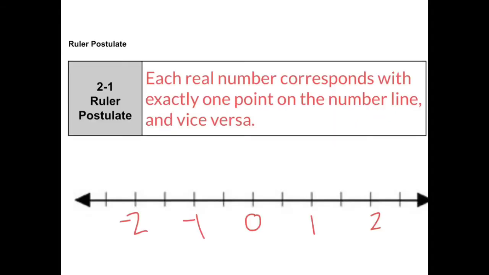So the 2-1 Ruler Postulate states that each real number corresponds with exactly one point on the number line and vice versa. And this "each real number" concept is the entire reason why we just spent time learning about the real number system, for you to understand that this number line consists of all of those numbers, whether you label them or not.